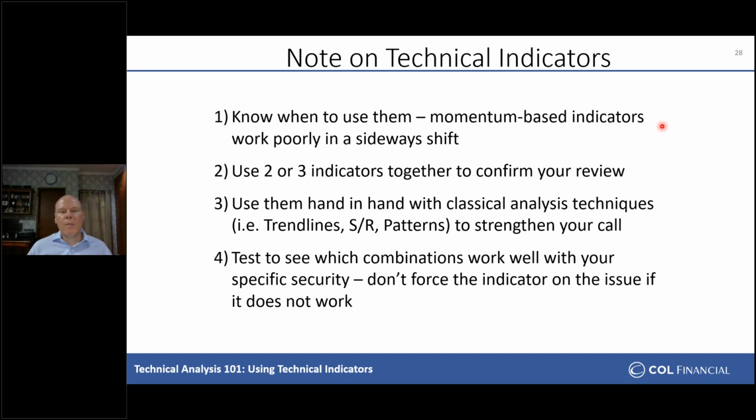Use them hand in hand with classical analysis techniques. That means classical analysis involves the use of trend lines, support and resistance, corrections, and area patterns. Those are what we call classical formations. Technical indicators are a new chapter in technical analysis, so that's why we separated that entirely. But use them together, then they can confirm each other, and that should give you a much fuller assessment of the market condition. And of course, test to see which combinations work well.